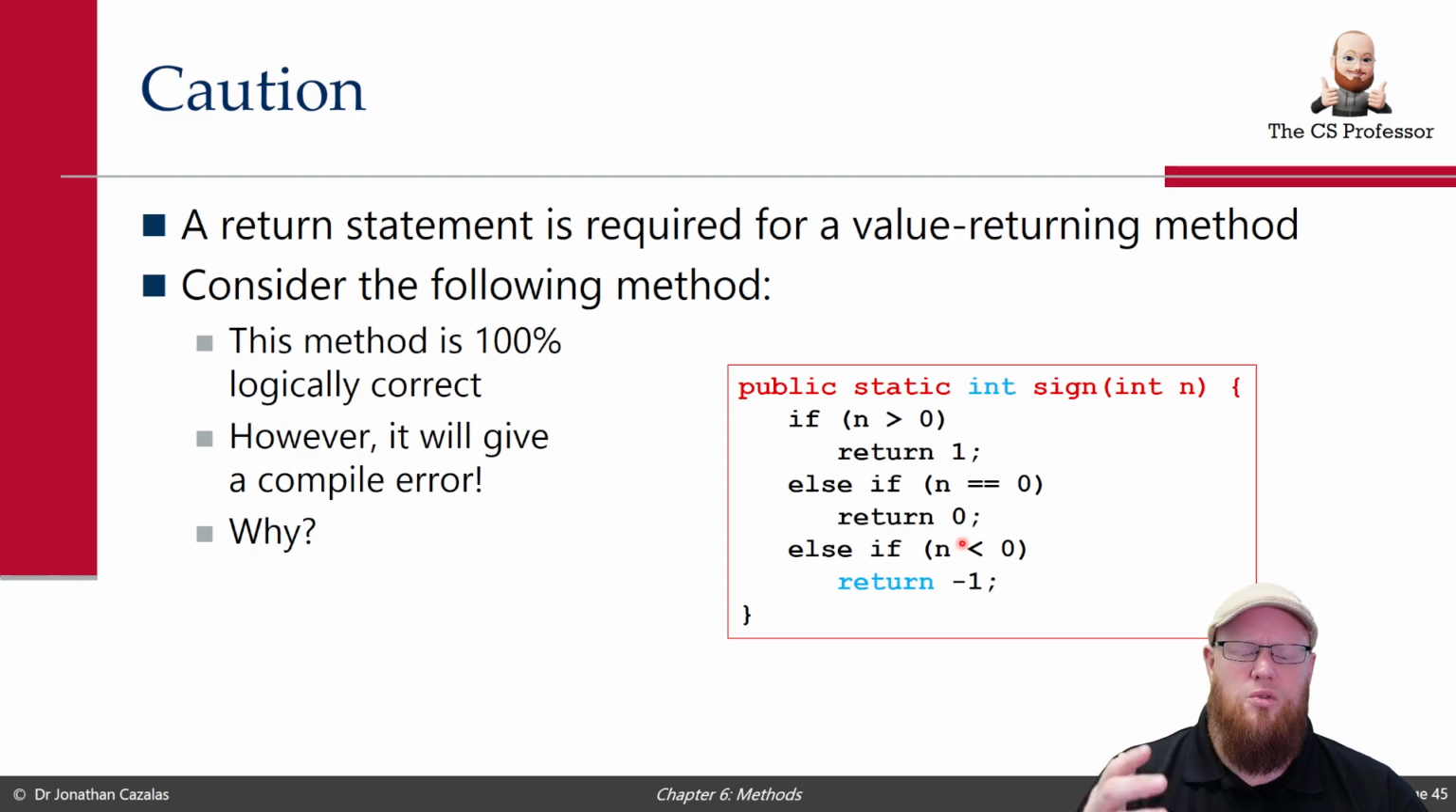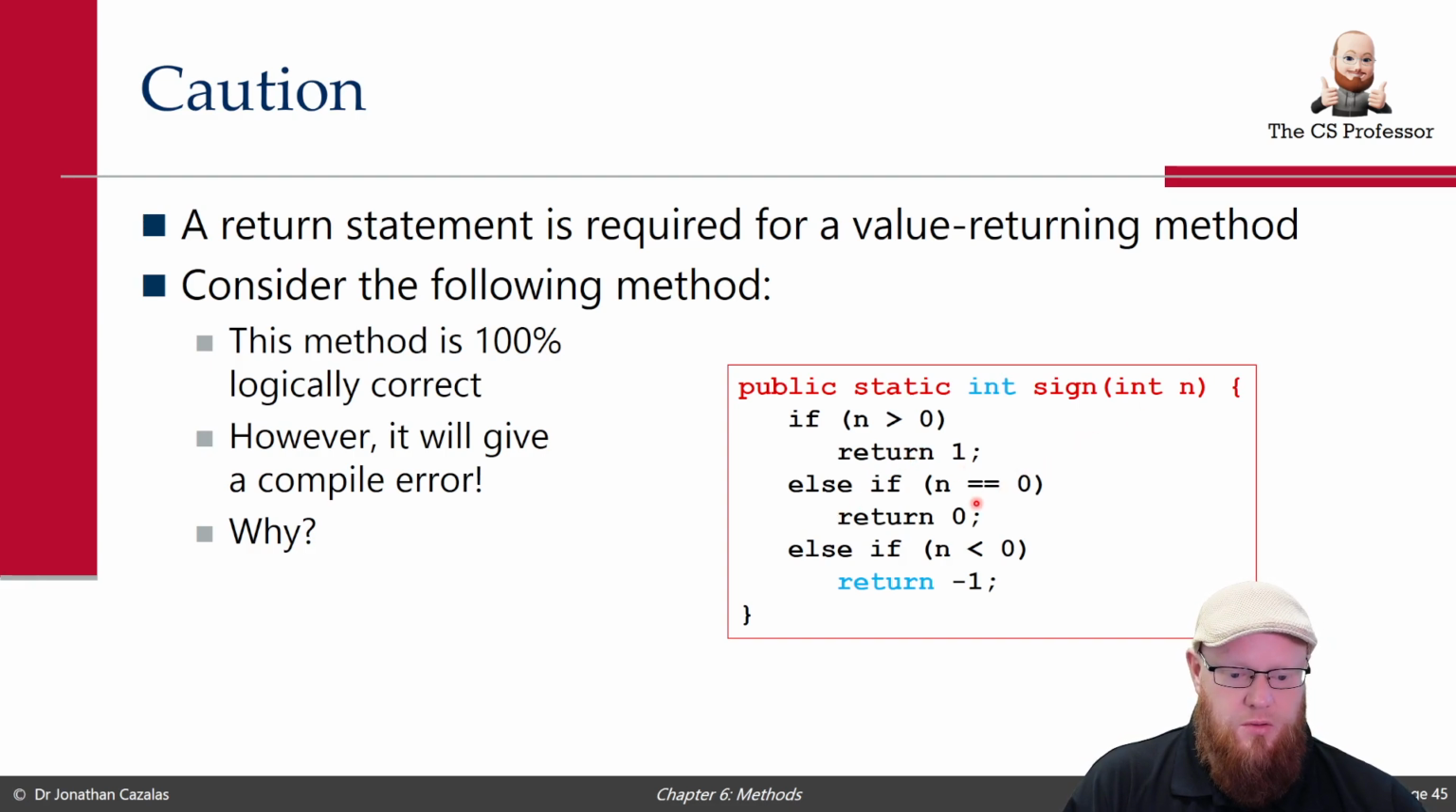So some cautions, and then we're going to go through some programs. We have like 2 or 3 more to code up. A return statement is required for a value returning method. Consider the following. Here's this method over here, public static int sign. What is this method doing? It's simply checking this given parameter in, and if it's greater than 0, it's returning 1. If n is 0, we're returning 0. If this parameter n is less than 0, we are returning -1. Basically trying to determine, is it positive, is it 0, is it negative?